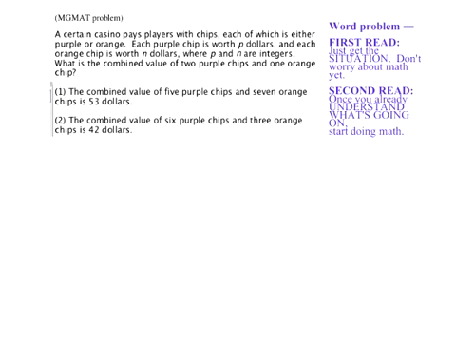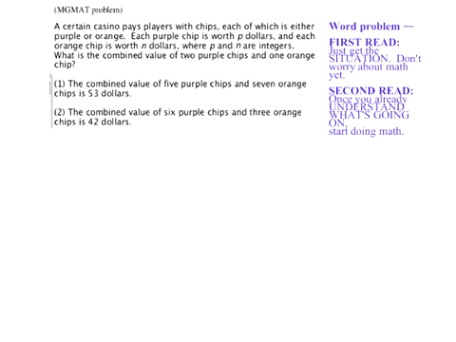Okay. Now the other thing we should do, we've talked about this in the study halls on data sufficiency, is make sure that we define what sufficient and not sufficient mean here. So the question is, what is the combined value of 2 purple chips and 1 orange chip? So there's your question.